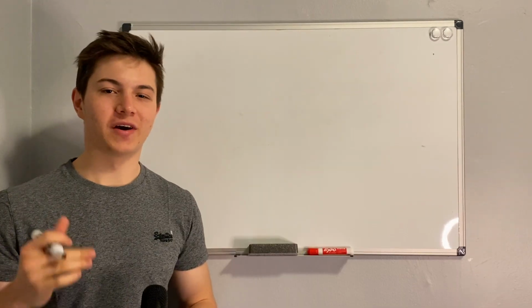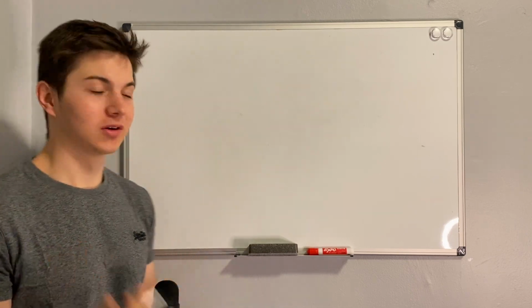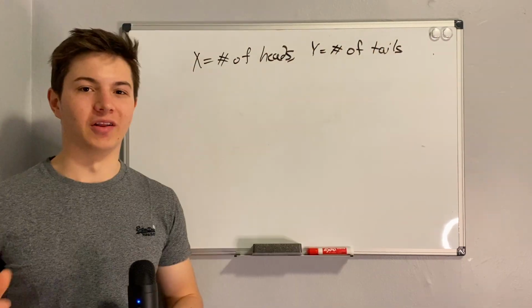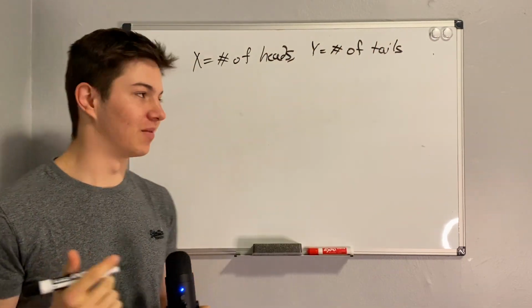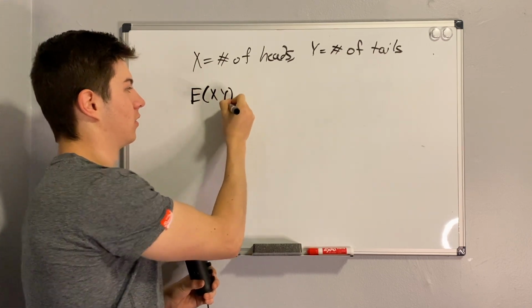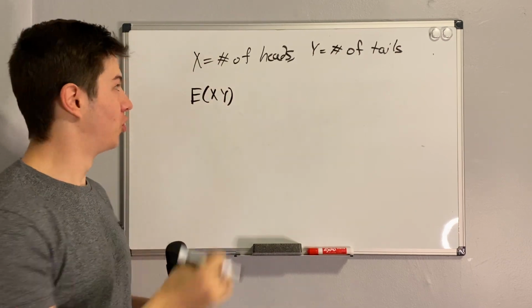Alright, so to start off, let's define x to be the number of heads and y to be the number of tails we get after n coin tosses. Now we're asked to give the expected value of x times y, so we'll just have E[xy]. But what is y? y is just the number of times we threw minus x.